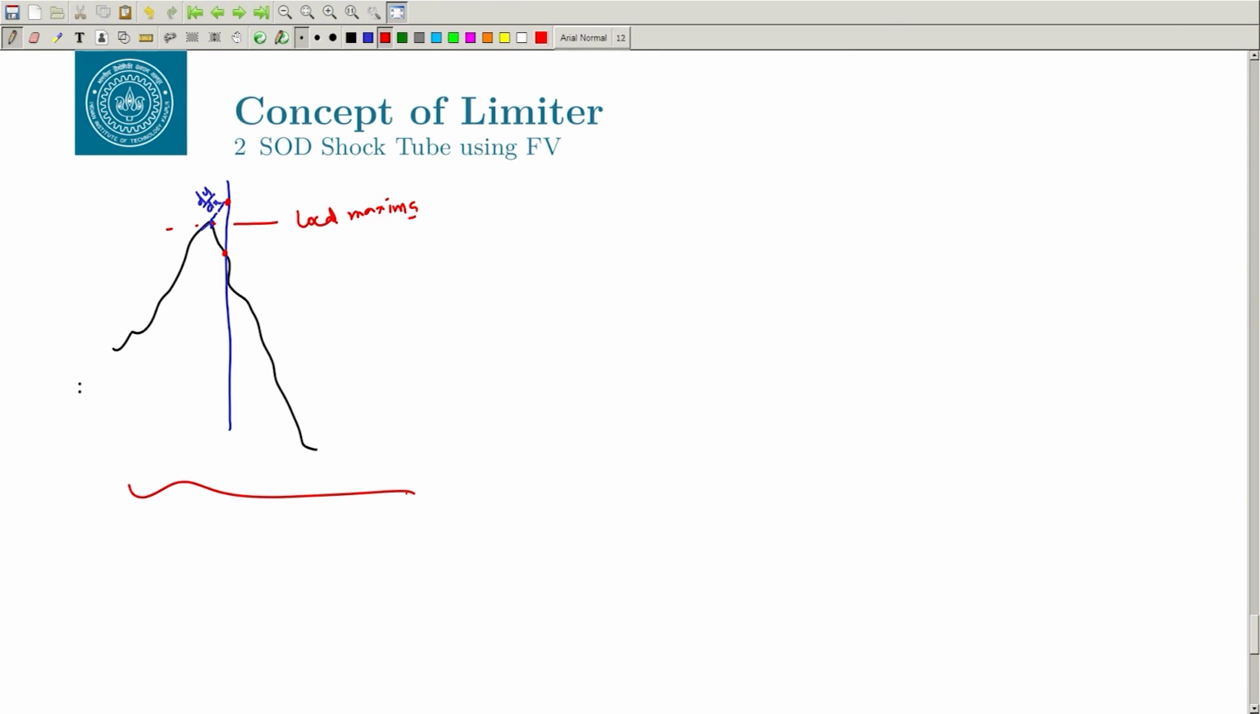So, we need to use some kind of limiters. That is where the concept of limiters comes in. We need to ensure that we are not overshooting the local maxima, or undershooting the local minima, going below the local minima.